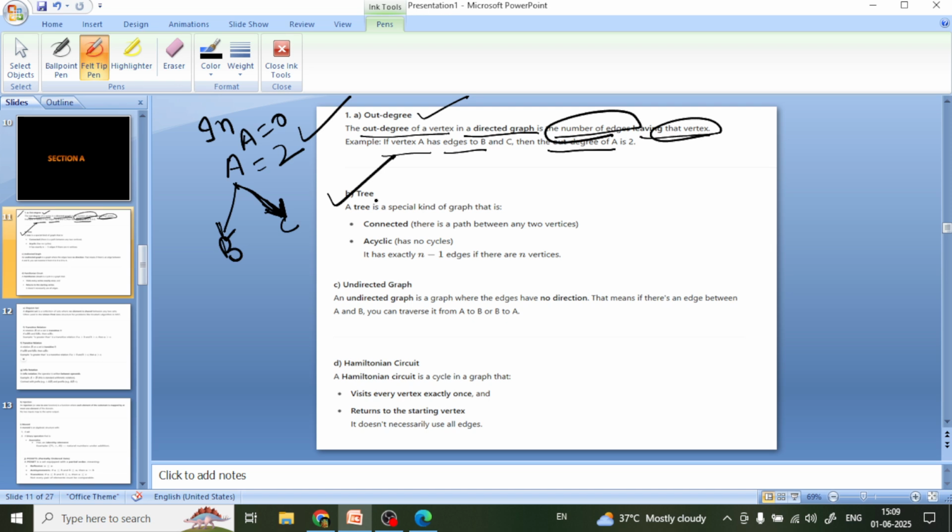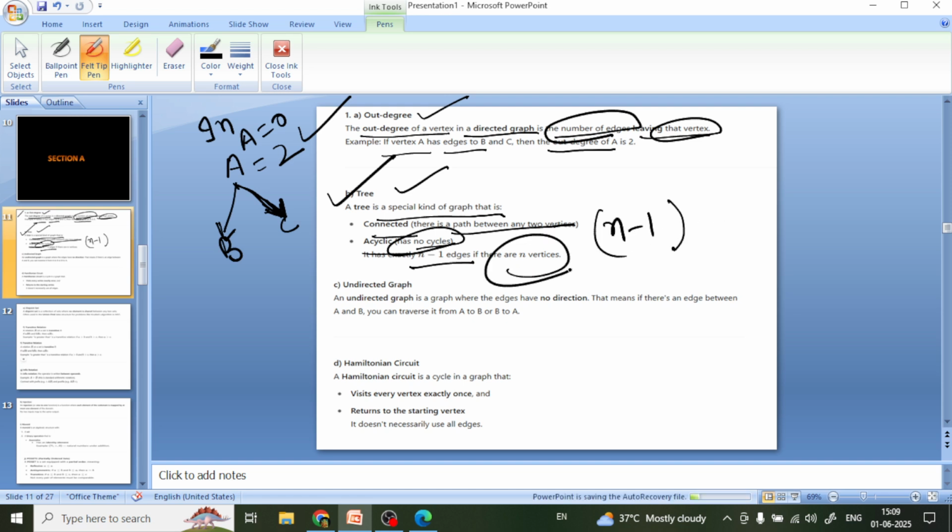Now, what is a tree? A tree is a special kind of graph which is connected, and there is a path between any two vertices. And it is acyclic because it has no cycles. It has n minus 1 edges if there are n vertices.